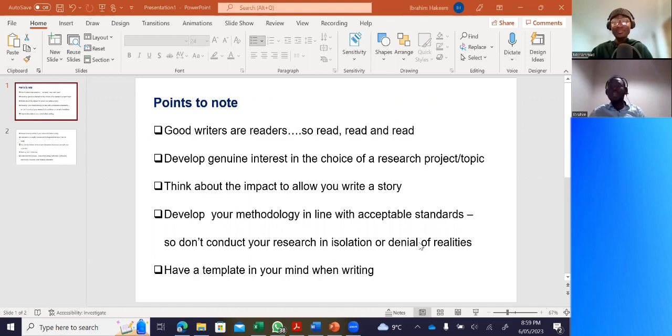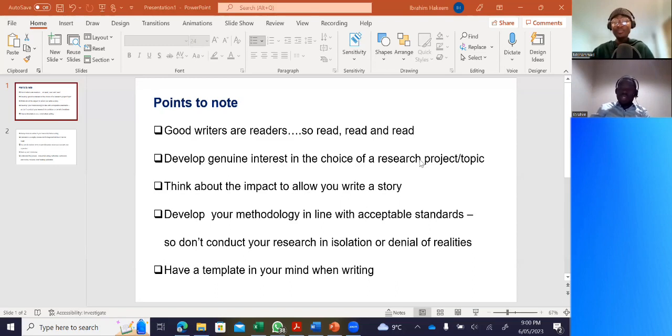So good writers are readers. You need to read a lot. If you don't read, you don't know what exactly you need to write. For example, for publications, research, as its name implies, there is nothing new you're doing. So you need to rely on what others have done. And how do you rely on what others have done? You have to read their work. So you need to read, and read to be a good writer.